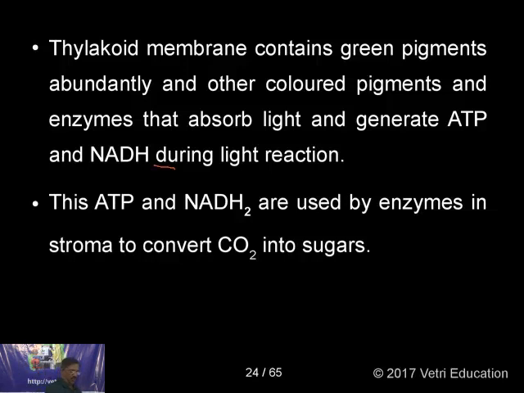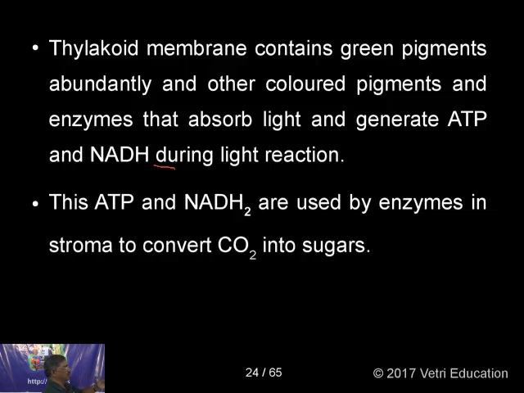I think you know photosynthesis is mainly divided into two reactions. One is called the light reaction, another is called the dark reaction. In the light reaction, the photosynthetic pigments absorb light and prepare ATP and NADPH2. The ATP and NADPH2 are used by enzymes in the stroma to convert CO2 into sugars. This is the second, the dark reaction. The light reaction takes place in the grana, and the dark reaction takes place in the stroma, where the ATP and NADPH are used by enzymes to convert carbon dioxide into carbohydrates.